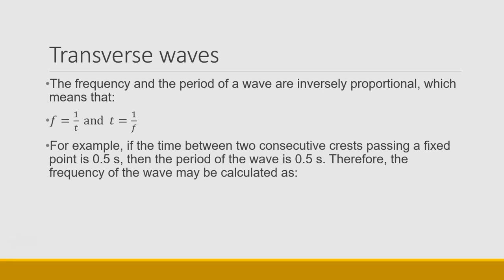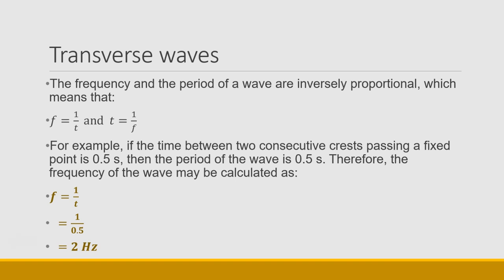So, for example, if the time between 2 consecutive crests passing a fixed point is half a second, then that is the period of the wave, because a full cycle takes half a second. So we may calculate the frequency using this formula over here. We've got the period, so the frequency is 1 over period, which is 1 over 0.5, which is 2 hertz.